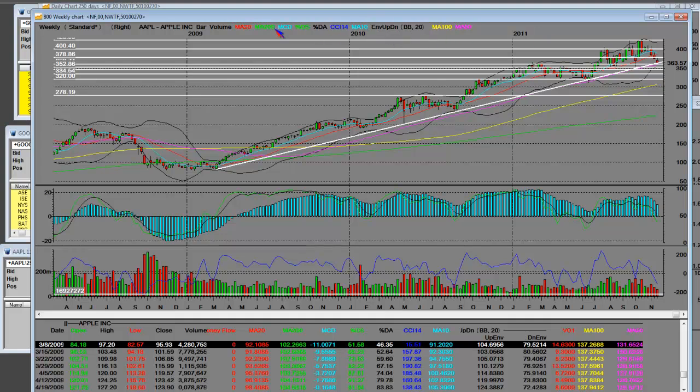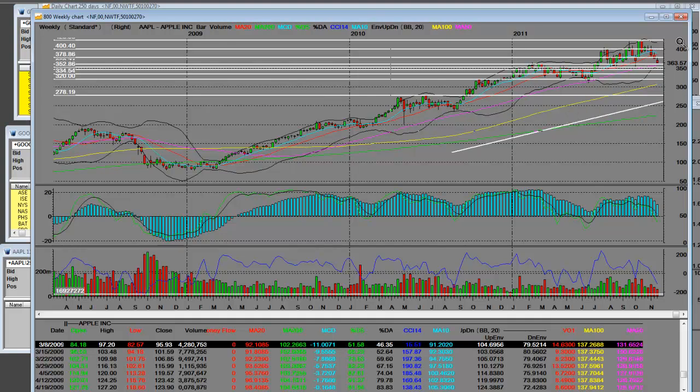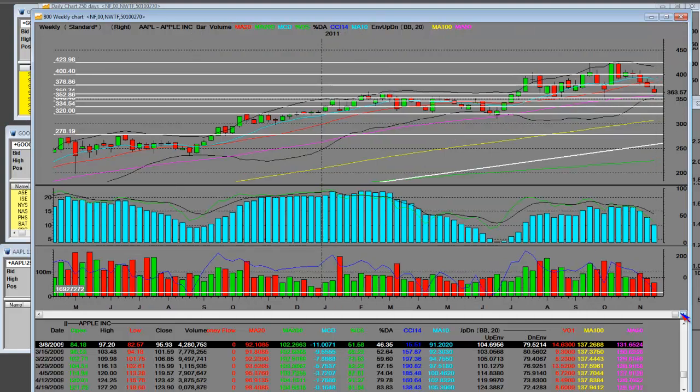This color-coded 10-week and the 20-week are right up here. We've had a very long-term trend from here with rising moving averages. If you take the 2000, I'm going to set that line there. I'm going to blow up this part of the chart.